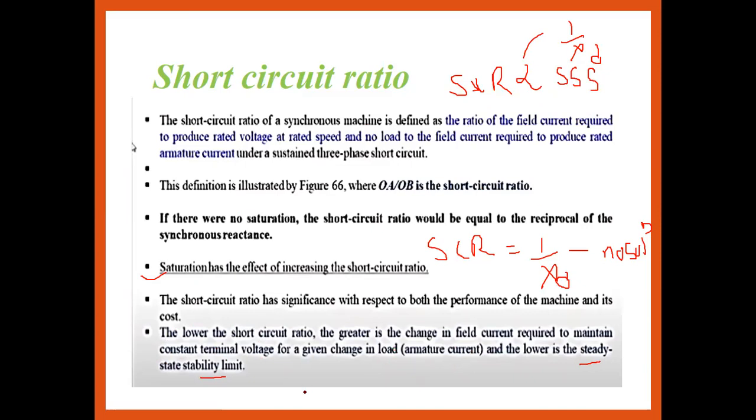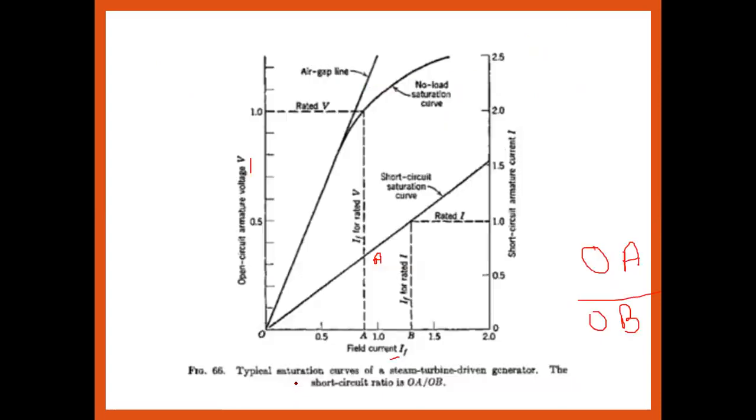Okay, and the lower the value of that short circuit ratio means what? Greater is the change in the short. जितना ratio कम रहेगा उतना changes ज़्यादा रहेगा, because it's nothing but the ratio of that field current required to maintain the constant terminal voltage for the given change in the load, and it is called as steady state stability.